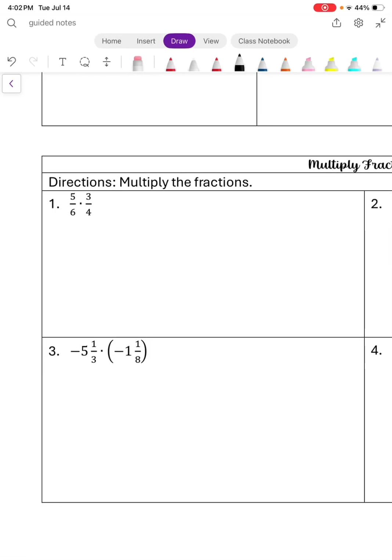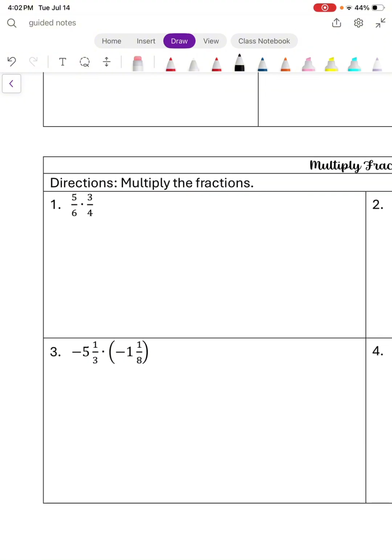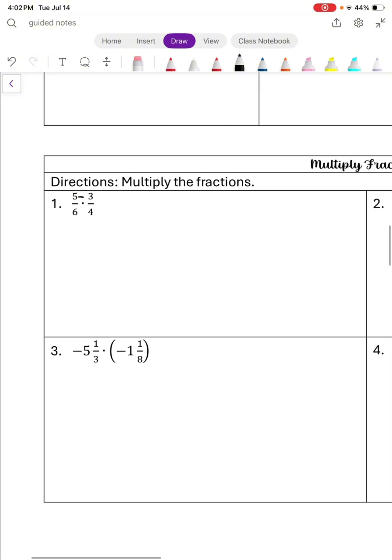Okay, the process of multiplying and dividing fractions is a little bit easier than adding and subtracting because, when we're adding and subtracting in math, things have to be alike. For multiplying and dividing, they don't. So in order to multiply fractions, you simply multiply tops and bottoms.